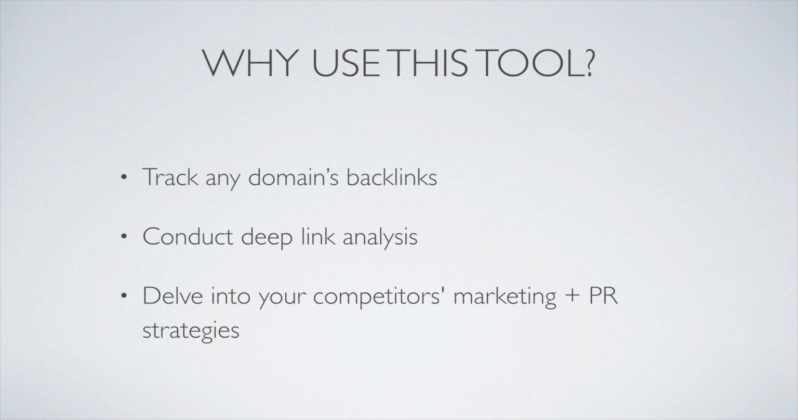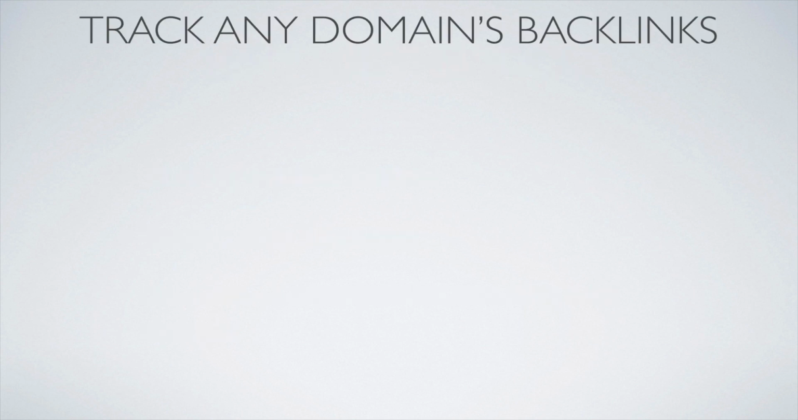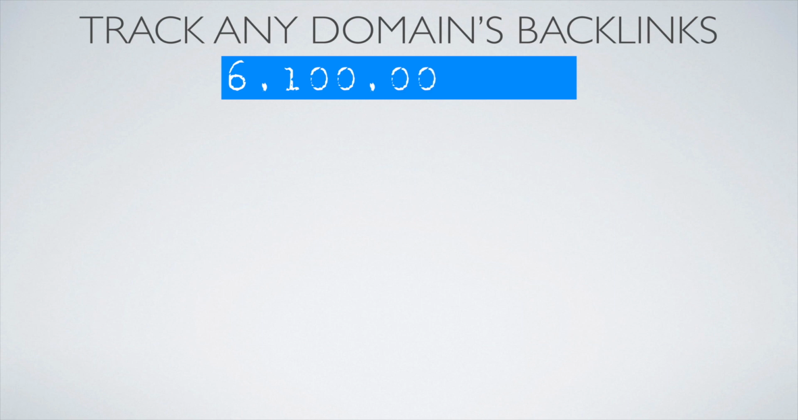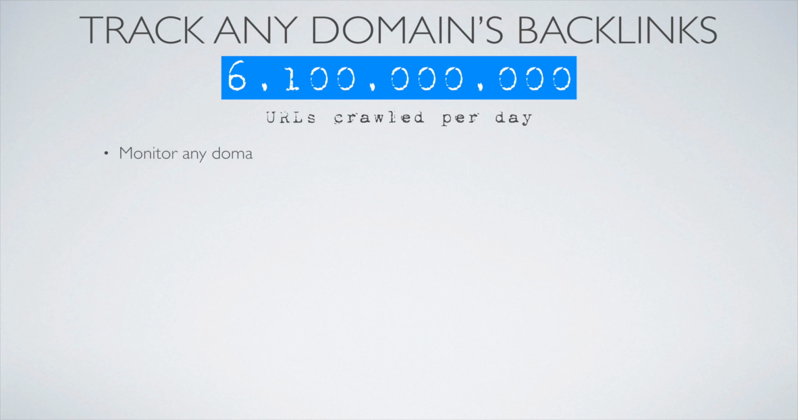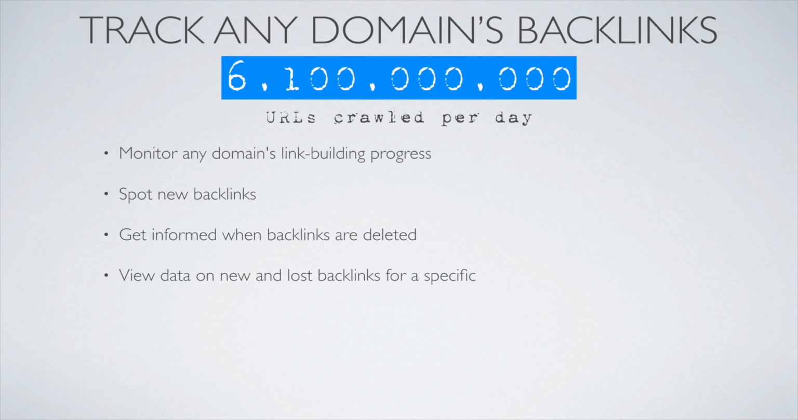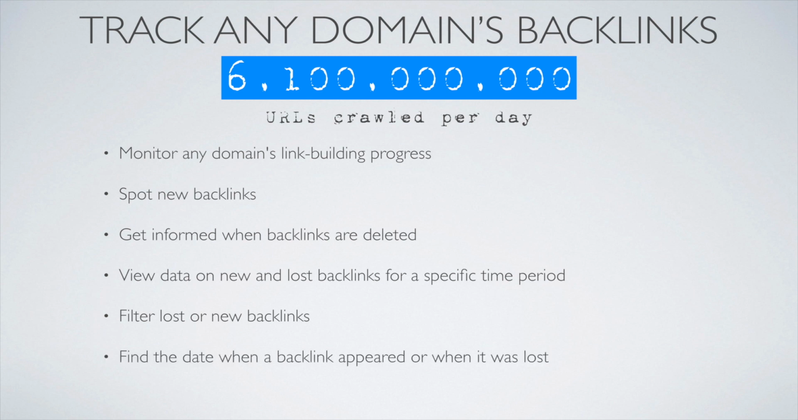You can track any domain's backlinks, and there are 6.1 billion URLs crawled every single day. You can monitor any domain's link building progress. You can spot new backlinks. Get informed when backlinks are deleted. View data on new and lost backlinks for a specified time period. Filter to see only lost or new backlinks. Find the date when a backlink appeared or when it was lost. Get data on lost backlinks and anchors.